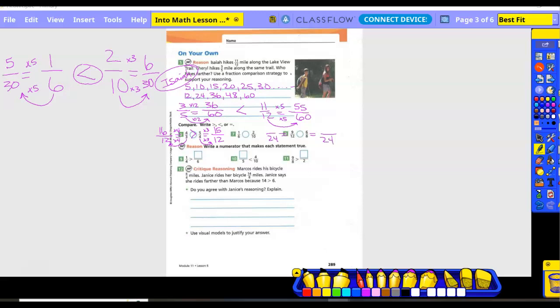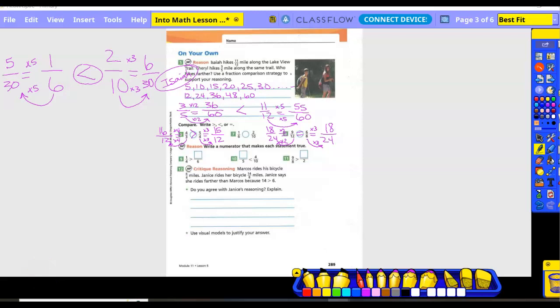24. Okay, how did I get from 12 to 24? Times 2. What I do on the bottom, I do on the top. So 9 times 2 is 18. How did I get from 8 to 24? Times 3. What I do on the bottom, I do on the top. So 6 times 3 is 18. So 9 twelfths is equal to 6 eighths.